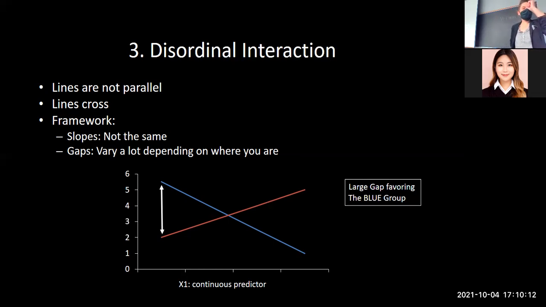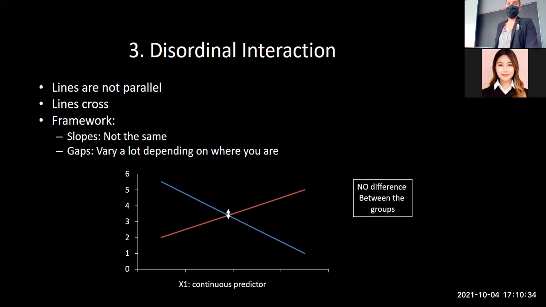So again, this gap depends a lot. The relationship of x2 with y depends a lot on where you are on x1. So here, huge advantage for the blue group. All the way at the high end of this scale, we have a huge advantage for this red group. And here in the middle, there's no difference between our two groups.